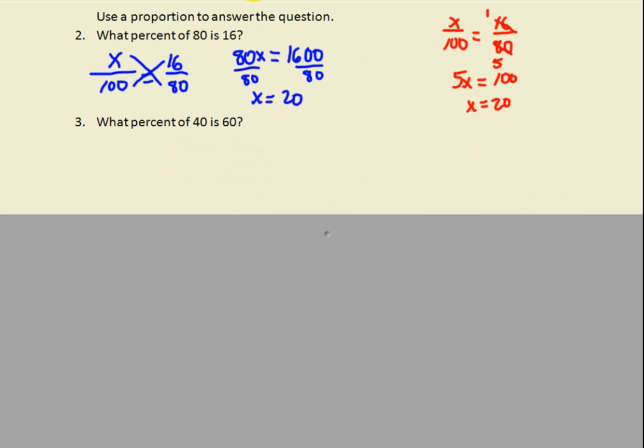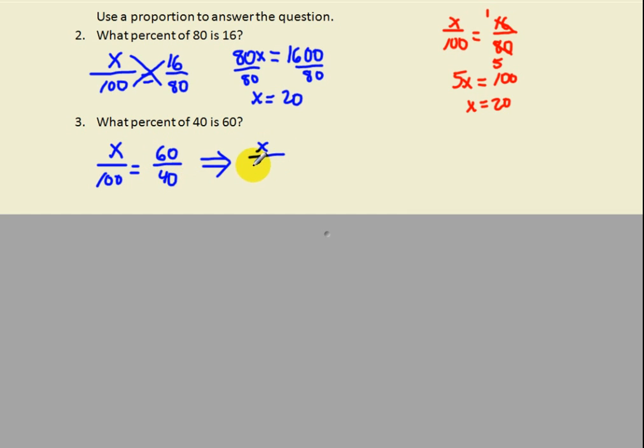Okay, very similar problem here in terms of the setup. What percent, so we know we're going to have x over 100, of 40, so 40 goes in the denominator, is 60. So 60 is the part. Now notice in this case, the part of the base is actually bigger than the base. That's okay. That's not a problem. Sometimes that's a good thing. All that means is that we're going to end up with a percentage that's over 100%. Now we might want to simplify this, so I'm going to use this symbol to show which leads to. So x over 100 equals 60 over 40.